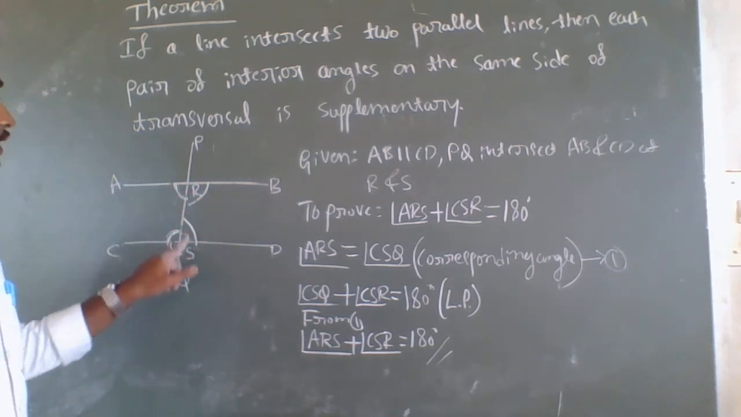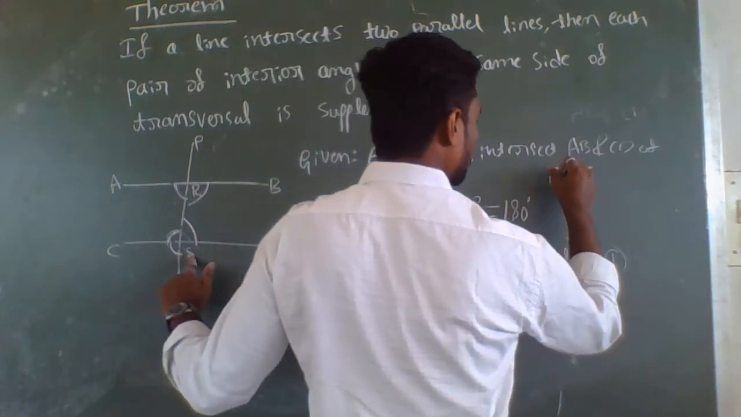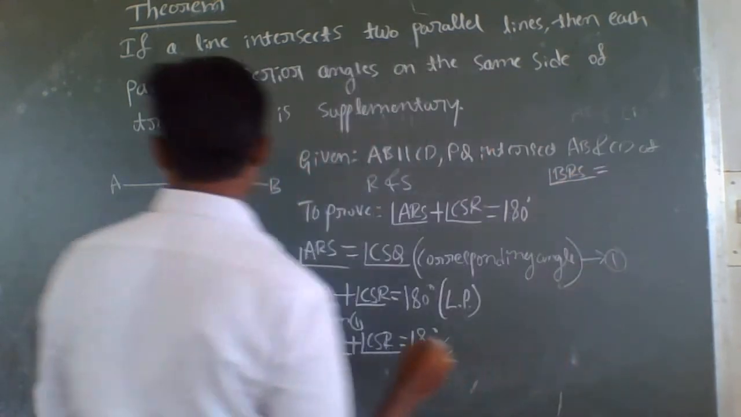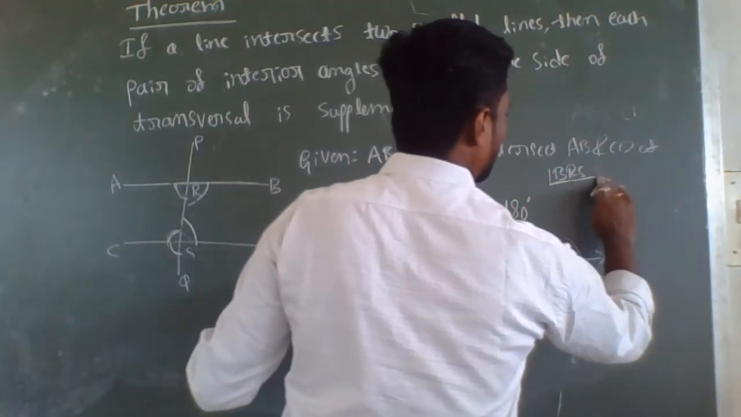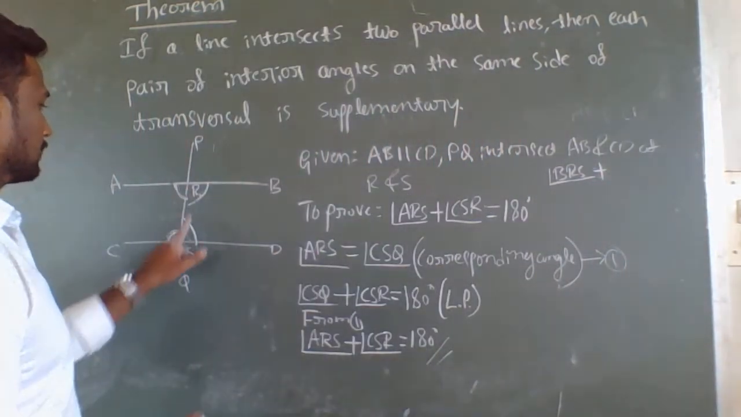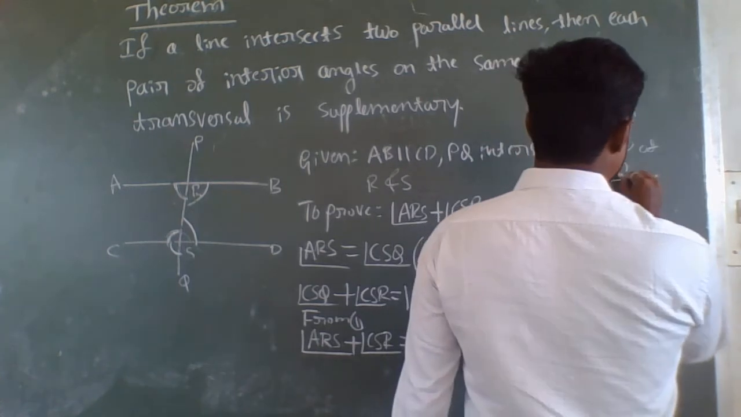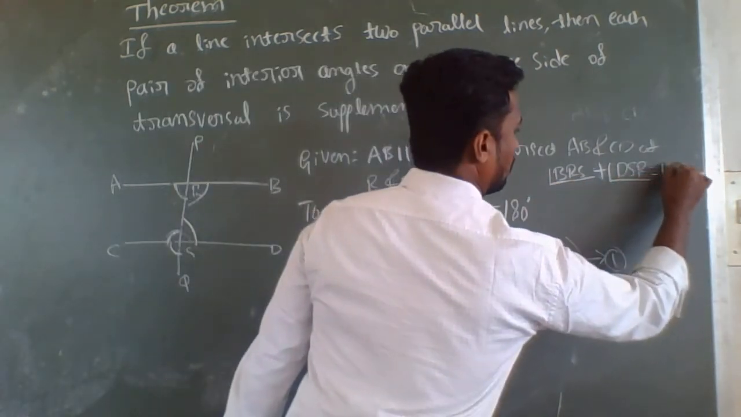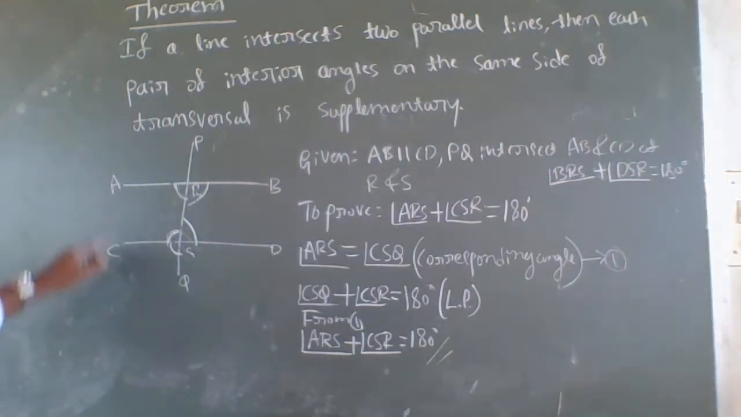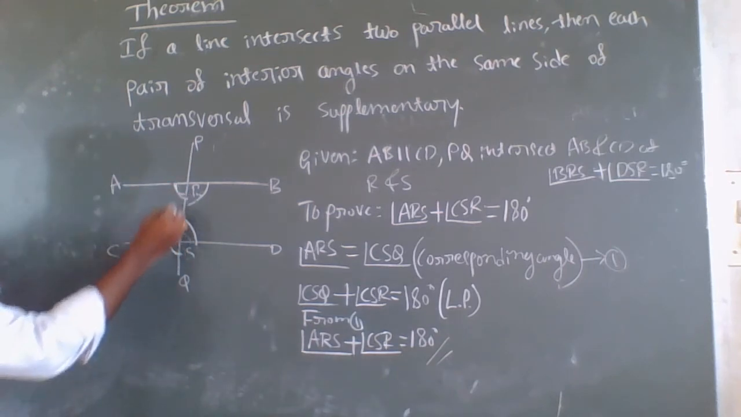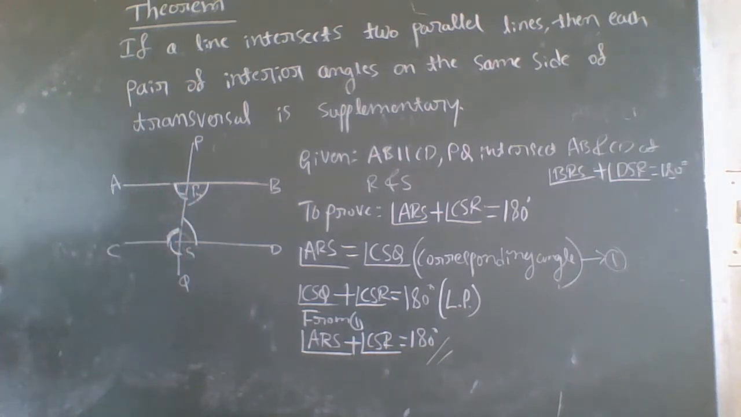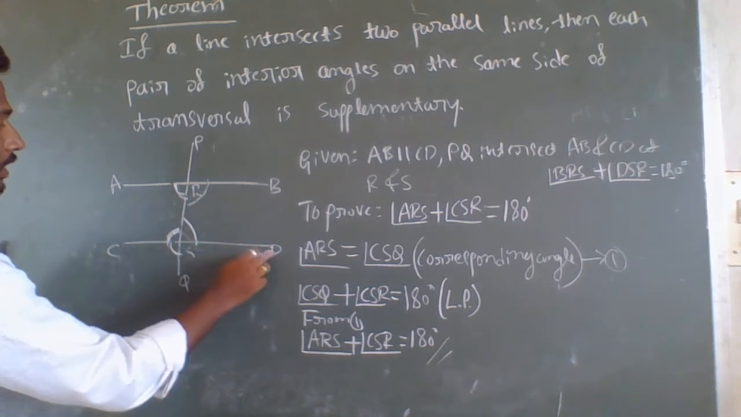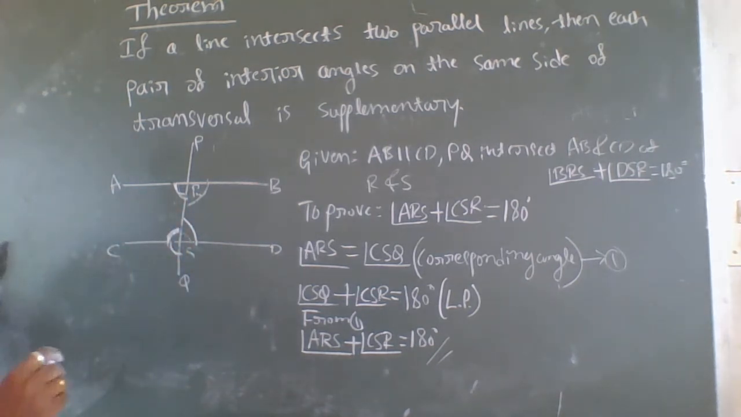If you want, you can check with the other side of interior angles. Here, angle BRS, what do we have to prove? Like this only we can do: angle BRS plus angle DSR is equal to how much? 180 degrees only. You have to prove this. We proved it for the left part of the interior angles. So here you can also check with the other part, BRS and DSR is equal to 180 degrees.